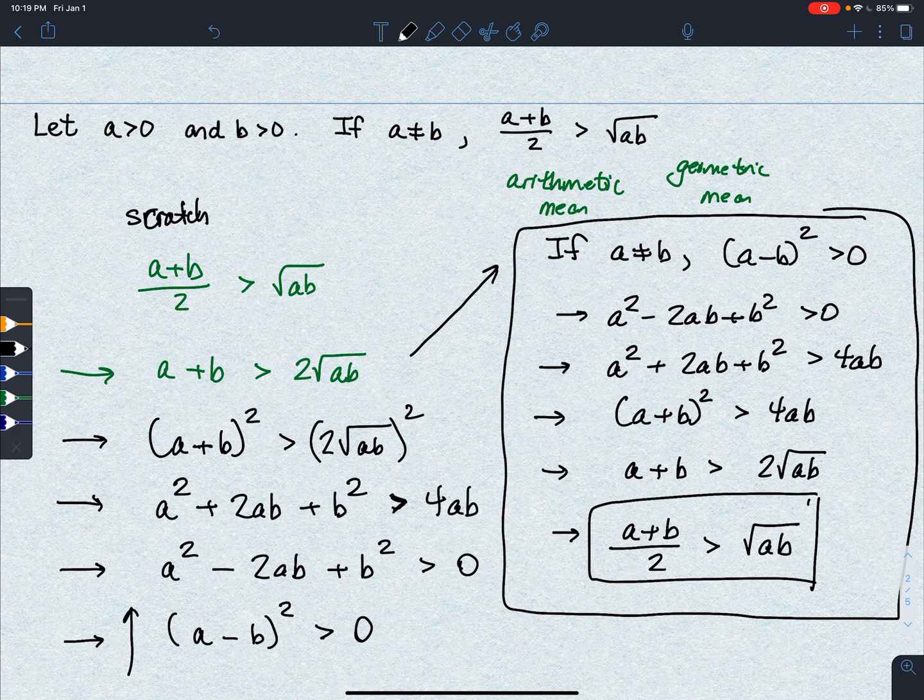The fun part about this is it's not just about the results, it's about how we come up with these results. It's kind of interesting.